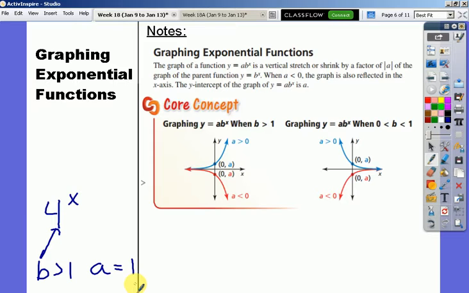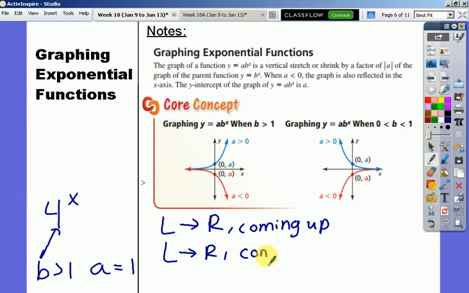Okay, so if my b value is greater than 1, this is what's going to happen to your graph. It's going to move from left to right coming up. So in other words, if I take my finger and I move across the graph from left to right, I'm moving up. The only difference with the reflection is you're moving from left to right going down. So it's that whenever you have a reflection. And that's when I'm dealing with the b value greater than 1.